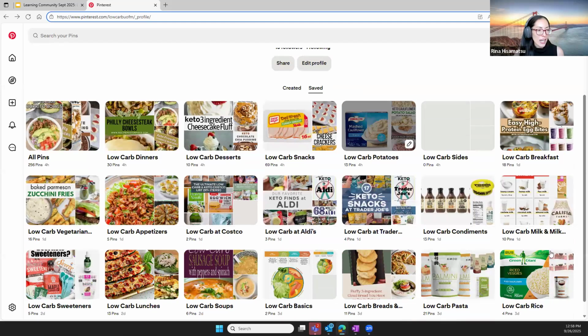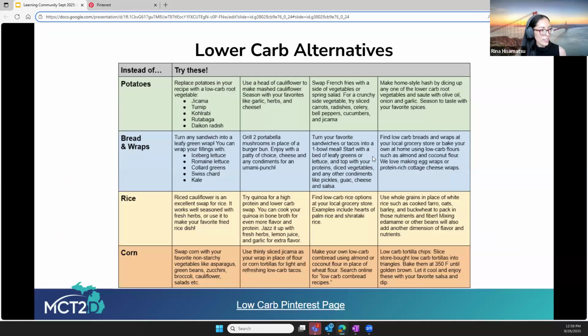We have a lot of different categories, and you don't need to have an account to go through Pinterest. You can essentially just click on this and it might take you to the websites for specific products that you can find at the grocery store and other things. So that is all I have for you all today.